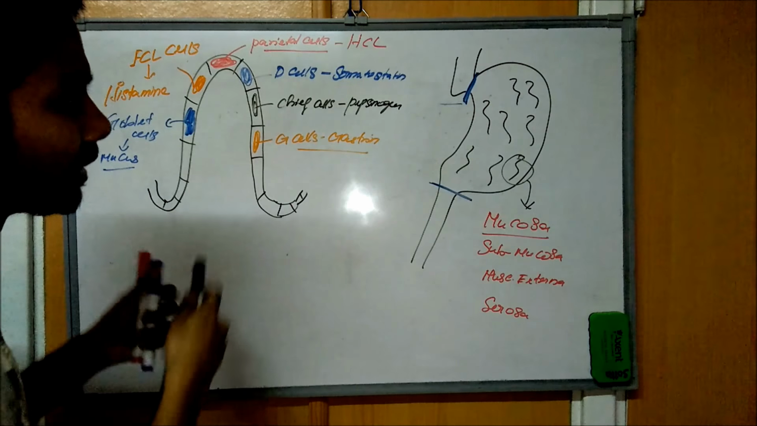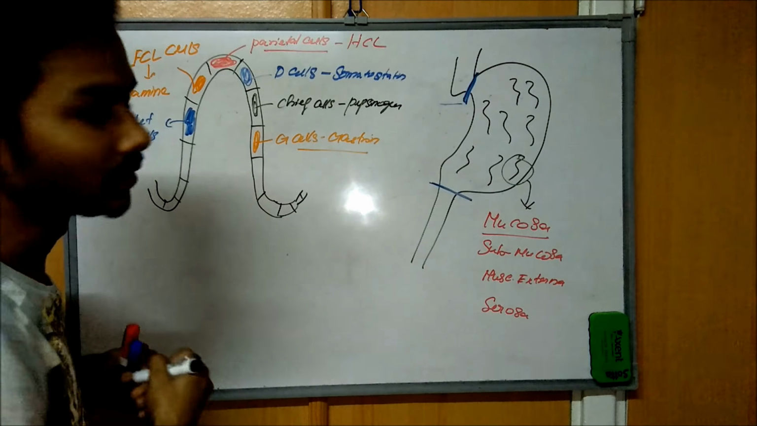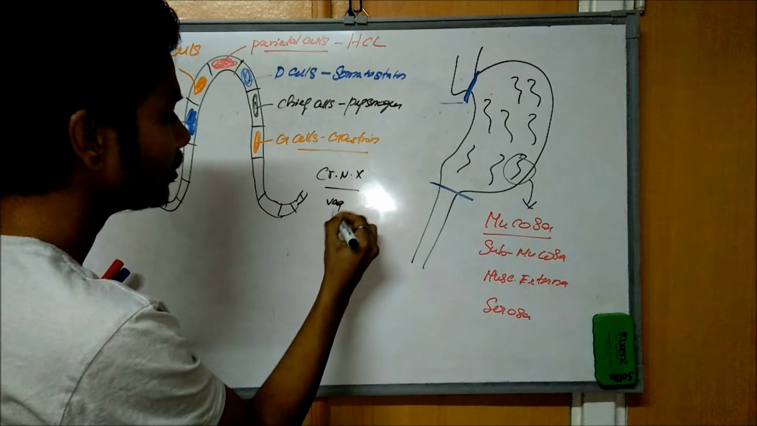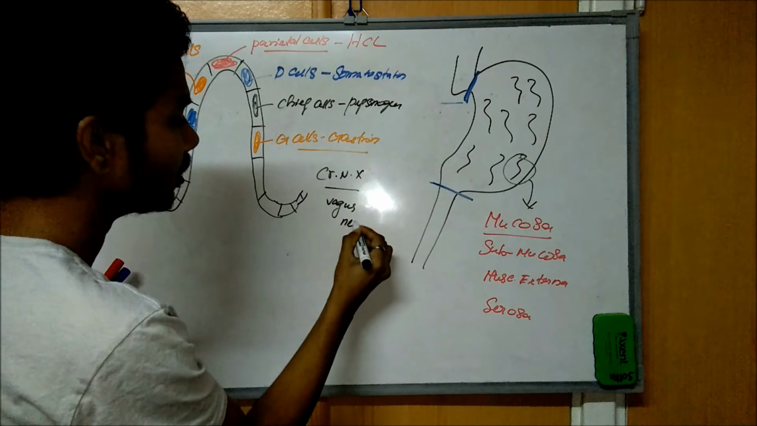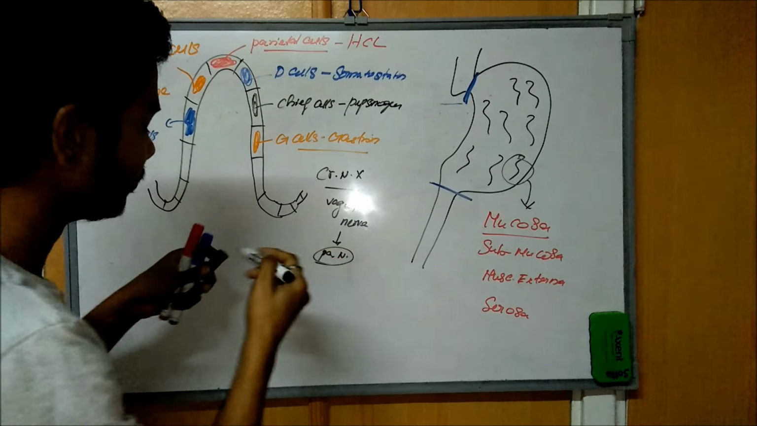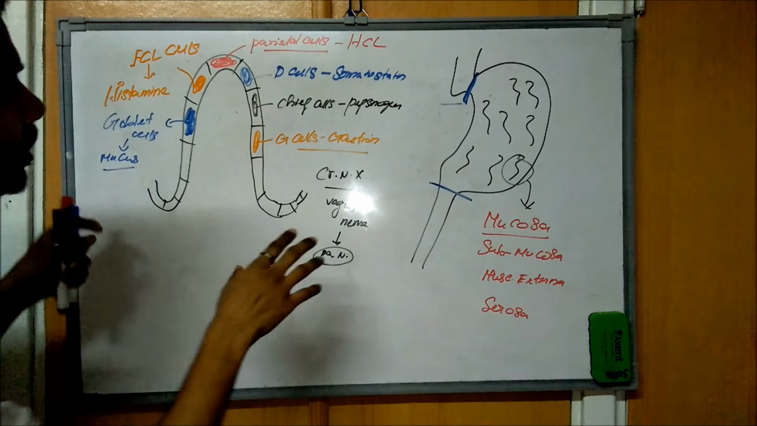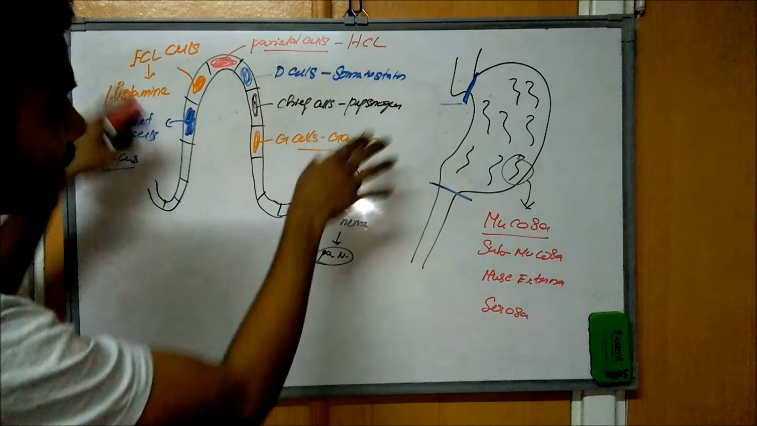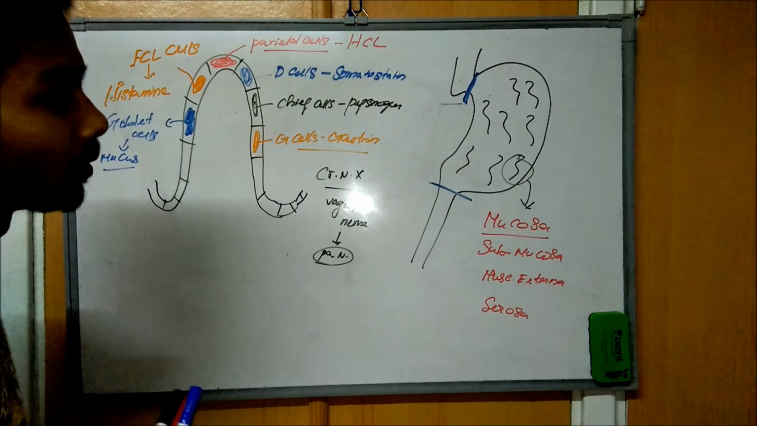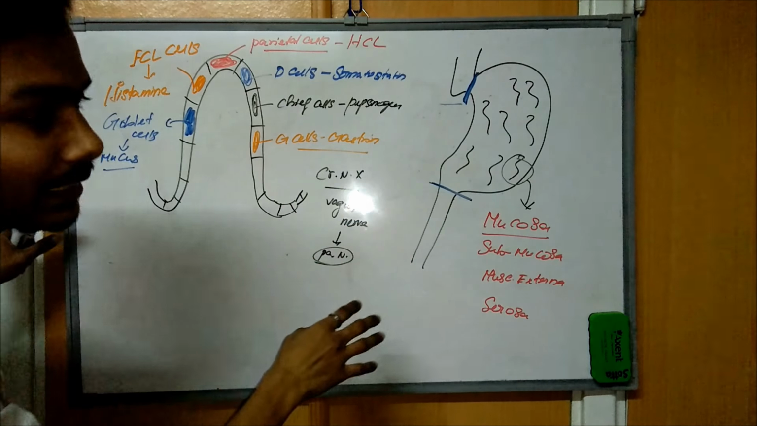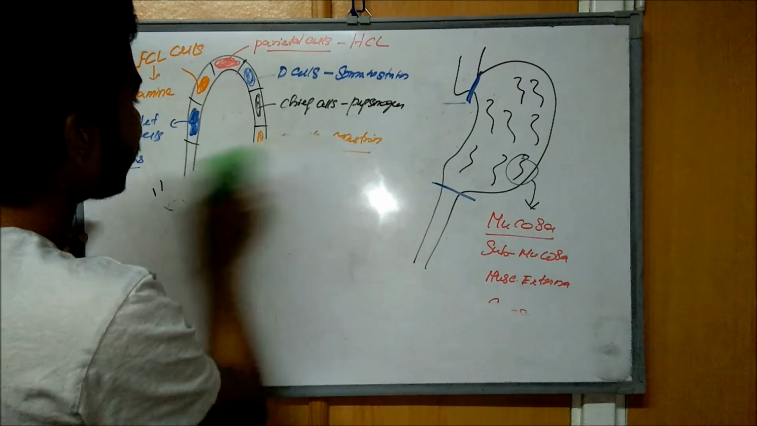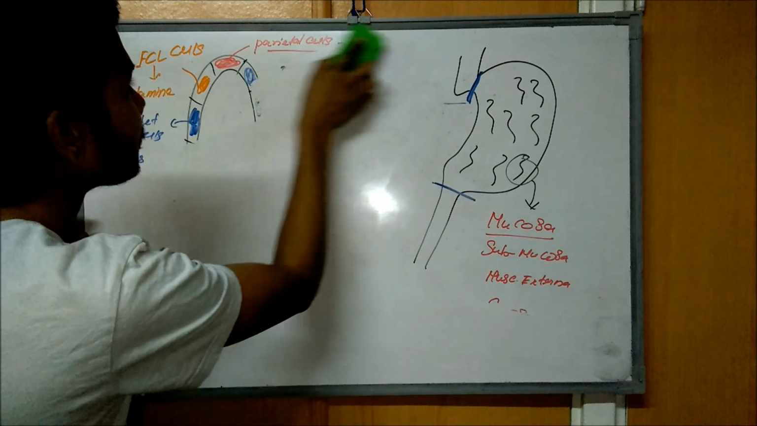So these cells are innervated by parasympathetic nerves, which is cranial nerve number 10, the vagus nerve, a parasympathetic nerve. So this vagus nerve will stimulate these cells, and then these cells will stimulate the production of HCl. These cells are interlinked with each other. So now we'll see how the HCl production happens inside the parietal cells.